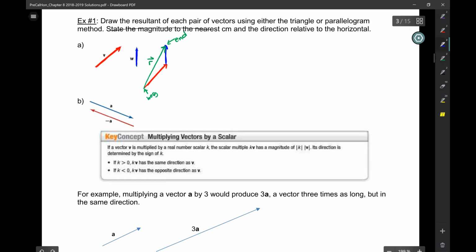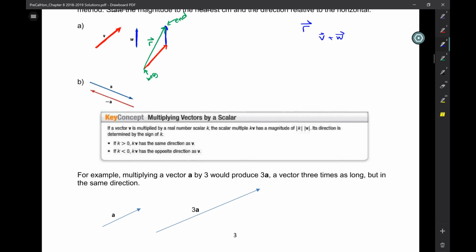When you wrote the R, you wrote the symbol for vector. Do you have to do it or can you just say R? No, it's got to be a vector. That's an R and the arrow. If we do V plus W, is that wrong? It's not wrong if you do V plus W. Make sure, though, that you put the vector symbols. You will develop your own preference by the time we finish this chapter.